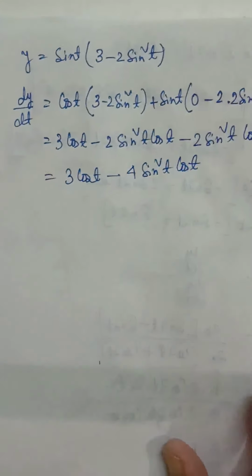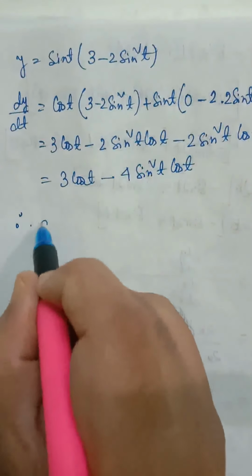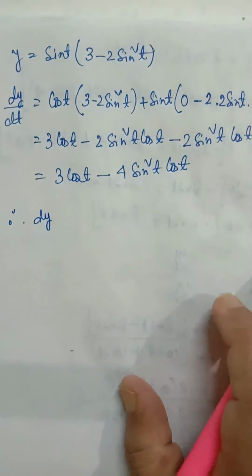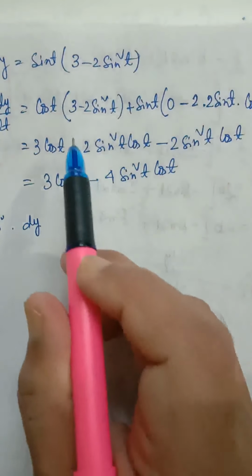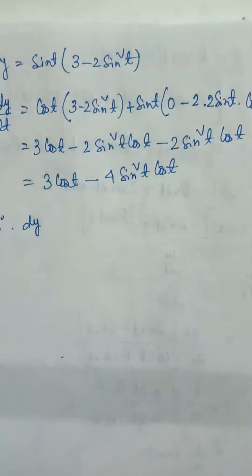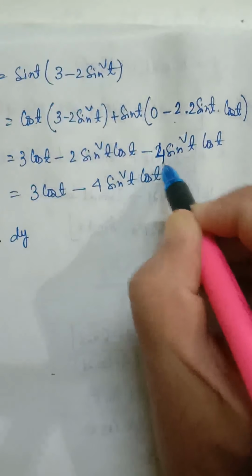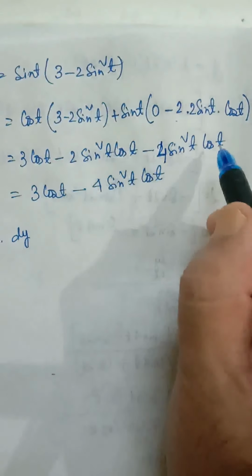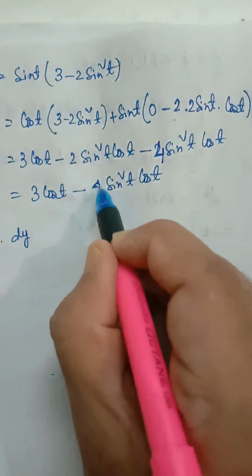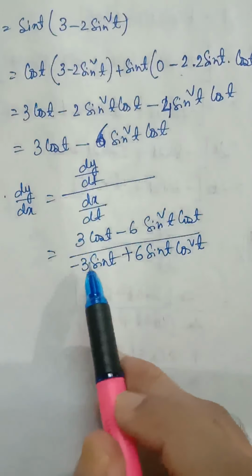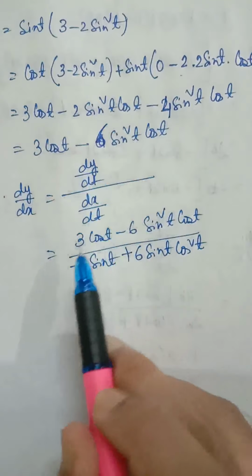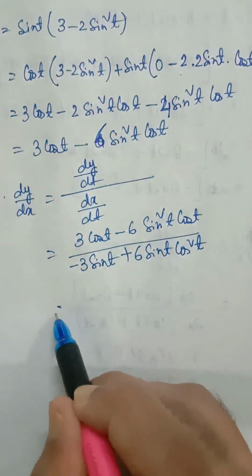So this is our dy by dt, and therefore dy by dx equal to, I think I committed a mistake somewhere. Actually this will be 2 into 2, this will be 4. So 2 sin square t cos t, 4 sin square t cos t, this will be 6 sin square t cos t. Therefore dy by dx equal to dy by dt by dx by dt, and putting the values of dy by dt and dx by dt, we get this.